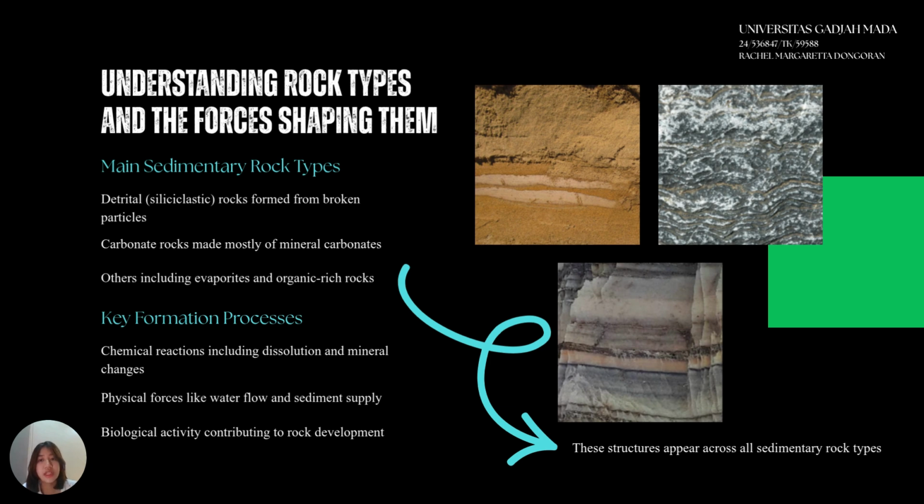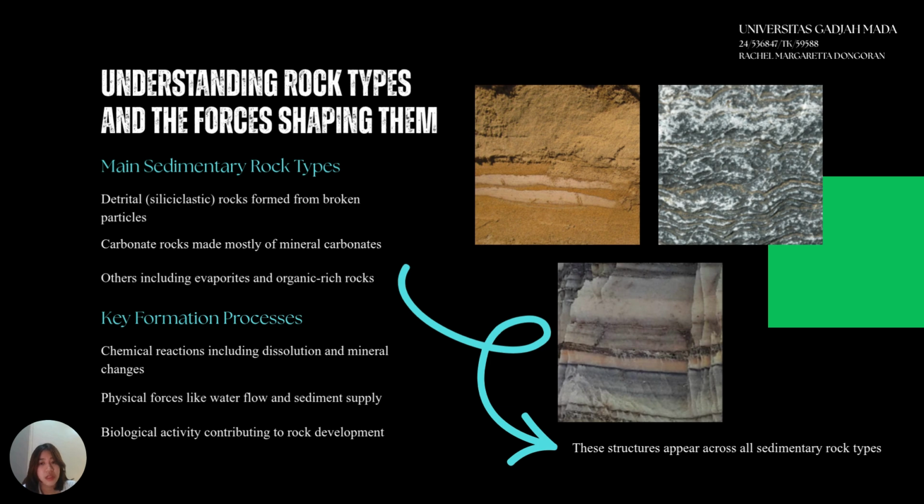So, understanding rock types and the forces shaping them. Now, before we talk about structures, let's go through the main types of sedimentary rocks because structures appear across all of them. First we have detrital or siliciclastic rocks like conglomerate, sandstones, and mudstone. These are formed from broken pieces of older rocks. They're mainly shaped by physical processes such as flowing water, wind, or sediment supply.